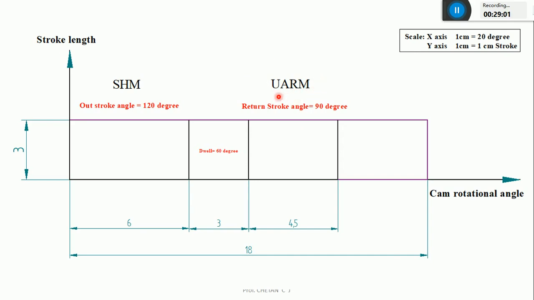So this is the difference. In the first problem, both the outstroke and the return stroke were with simple harmonic motion, so the method to draw the displacement diagram was the same for both. But in this problem it will be different, because the outstroke is with simple harmonic motion and the return stroke is with uniform acceleration and retardation motion. Now, what is the last angle, the second dwell angle? 90. 90 by 20 is again 4.5.